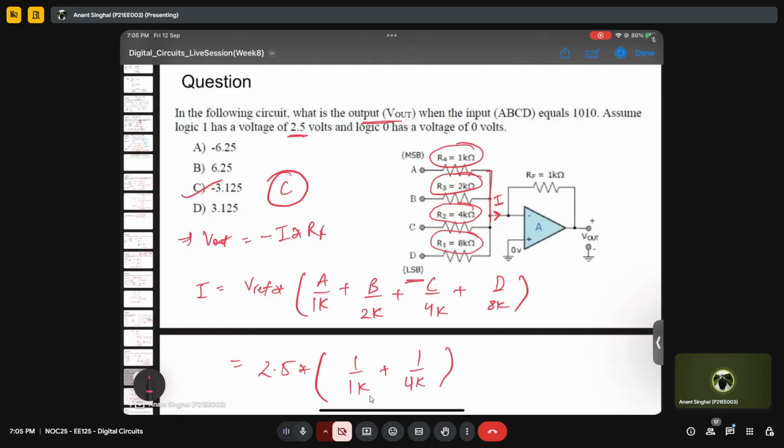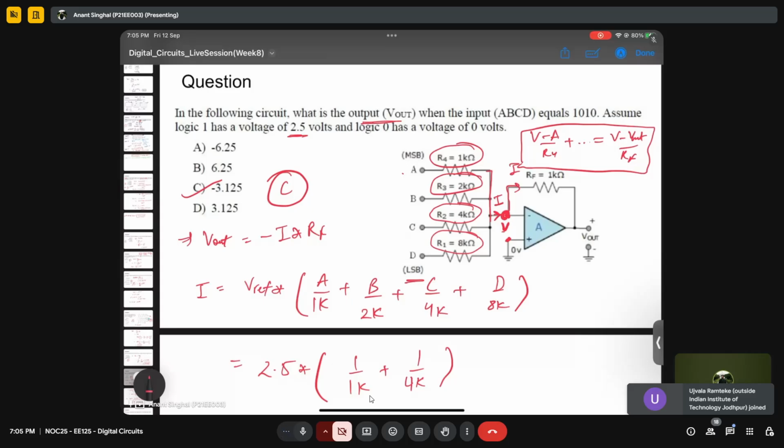I hope you know the working of an op amp. If this is 0, then this is 0, so the whole current goes through this. If you apply KCL here, let's say this node is V. Then V minus A by R4 plus so on will be equal to V minus V out by RF. I hope you know how to apply KCL. That is a basic network thing. Is it clear to everyone?